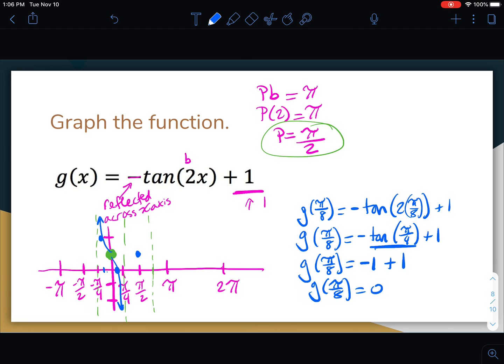And we can repeat this. Again, I'm looking in between my anchor and my right asymptote, and I'm going to go down 1. Between my anchor and my left asymptote, I'm going to go up 1. And so we're able to reproduce that, and we have those cycles.